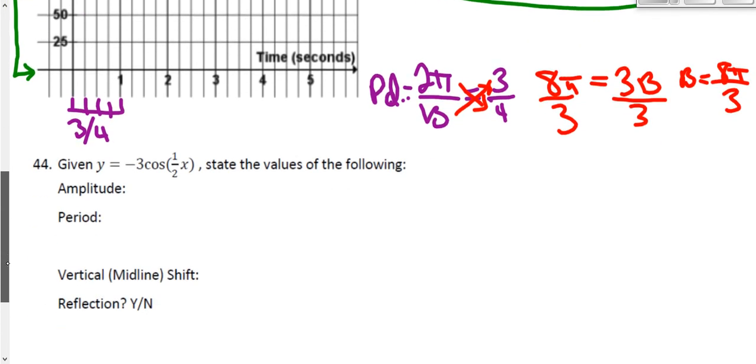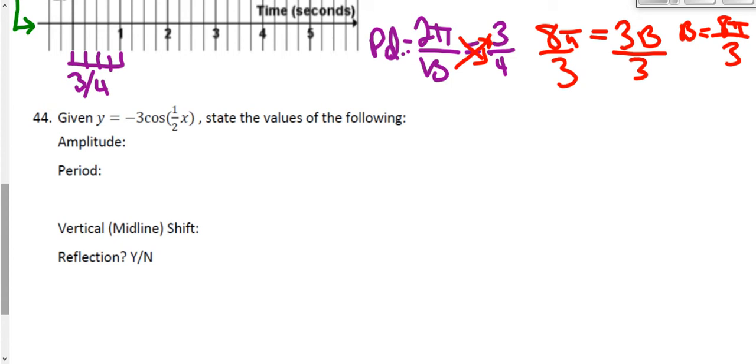All right. Up next, we have a function, and we're going to identify the amplitude, period, vertical shift, and whether or not there's a reflection. Now, amplitude is just a distance from middle, so technically amplitude is always positive. They'll ask us to identify a reflection separately. Remember, a reflection can be expressed in an equation with a negative symbol.